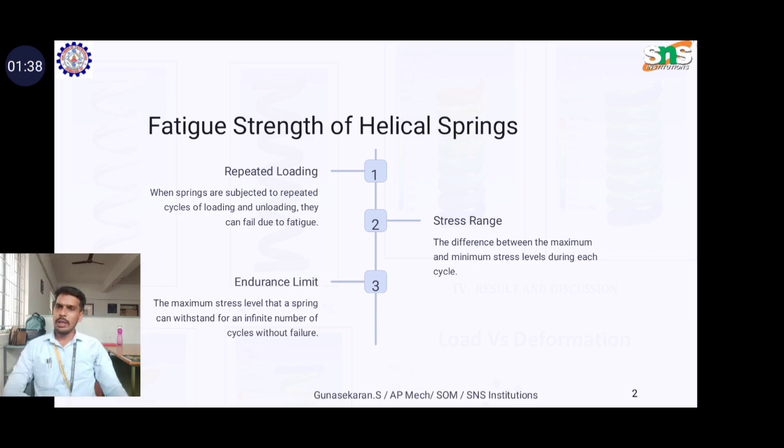Endurance limit is the maximum stress amplitude that a spring can endure indefinitely without failing under cyclic loading. It references the threshold below which the spring theoretically has infinite fatigue life. Determining the endurance limit involves conducting fatigue tests where the spring is subjected to varying stress levels until failure occurs.